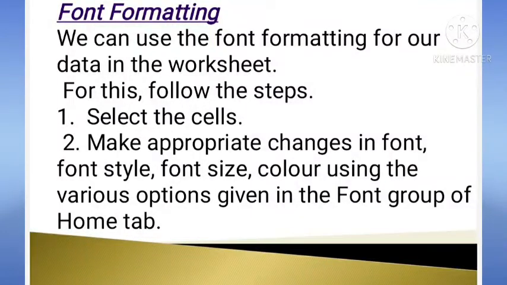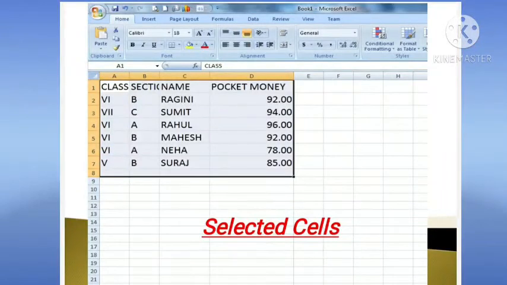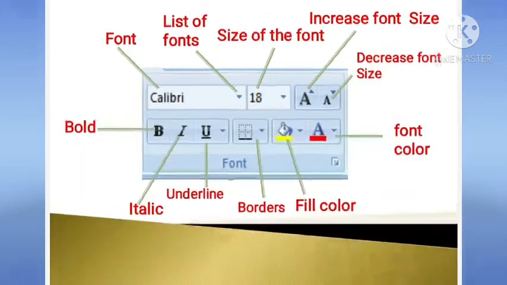Now, let's learn how to use font formatting for our data in the worksheet, for which we have to follow a few steps. First, we have to select the cell for which we want to use the font formatting. Second, make appropriate changes in the font style, font size, color using the various options given in the font group of the Home tab. In this image, you can see we have selected the cells for which we want to use font formatting. In this image, you can see the font group of the Home tab, where various options for formatting your font are available.